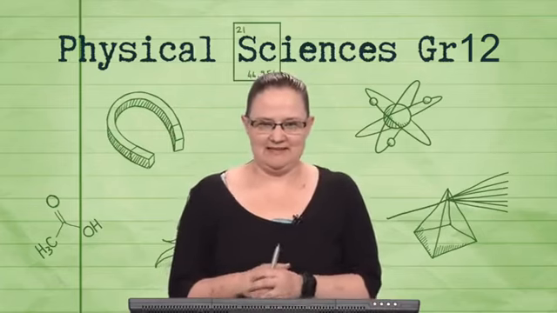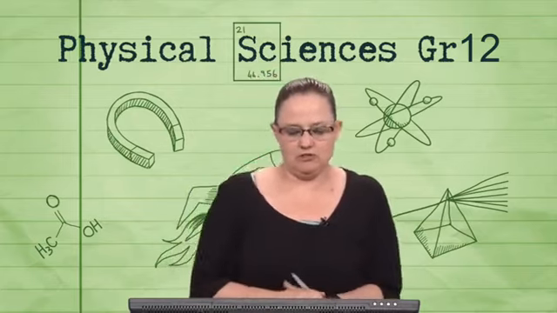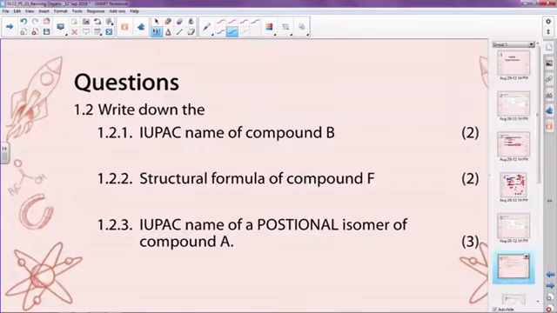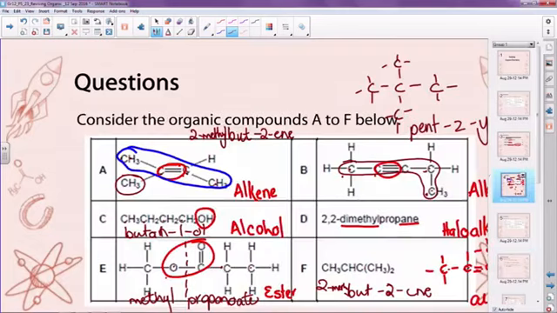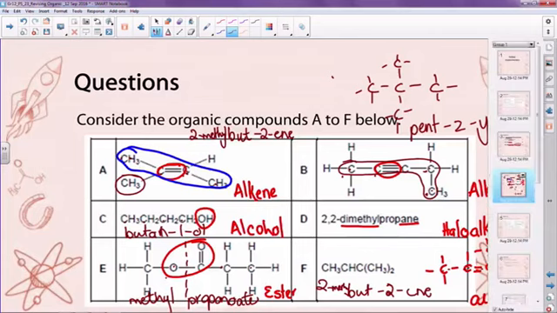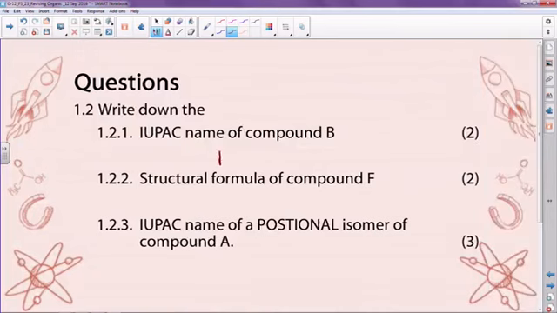Okay, let's get this done. So the first question here was to write down the IUPAC name of B. So if we go back to the one where I wrote all over it, we go, look, oh, look here. I don't even have to think about it. It's right there, okay? So the IUPAC name of B is pent-1-yne. I don't even have to think about it because I've already done it. So that's pent-1-yne, okay?